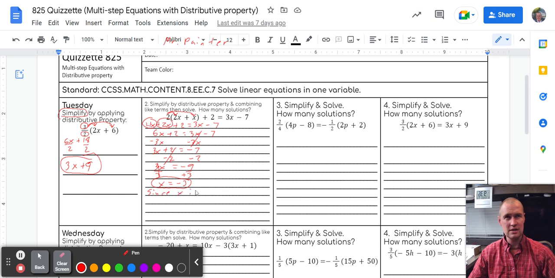x is equal, and I just want to say you're doing such an amazing job of writing this down because you writing this down is going to help you tomorrow on Wednesday's section.